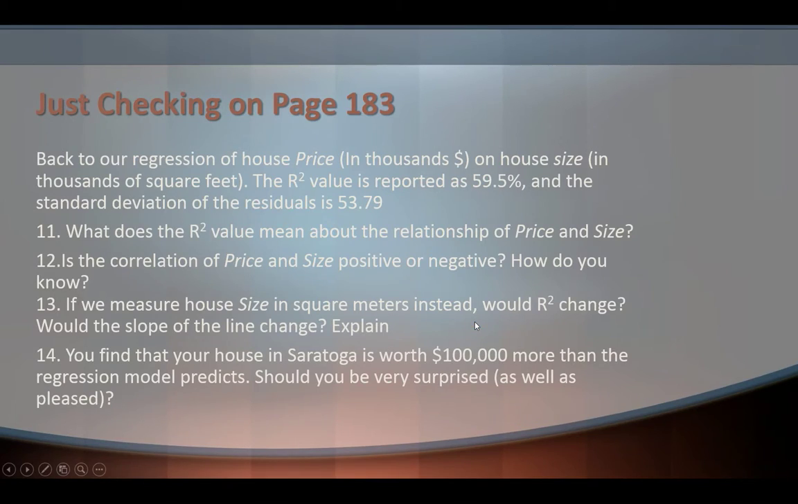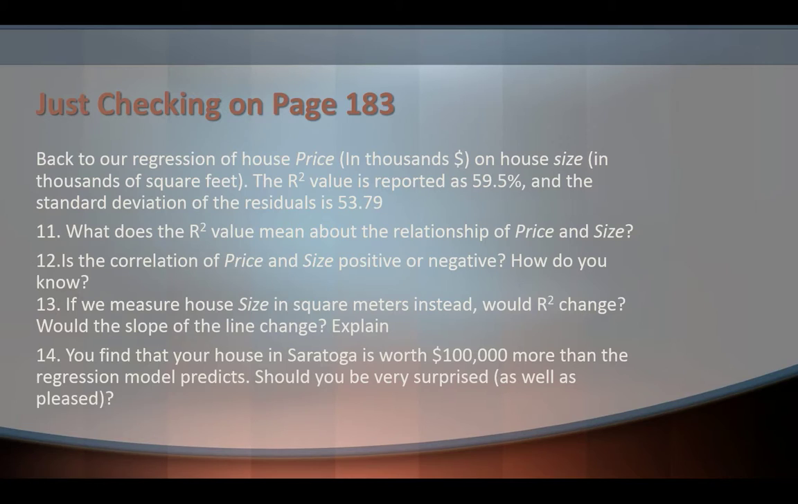So this is just checking in the book. It says, back to a regression of house price in thousands of dollars on house size in thousands of square feet. The R squared value is reported as 59.5%, and the standard deviation of residuals is 53.79.